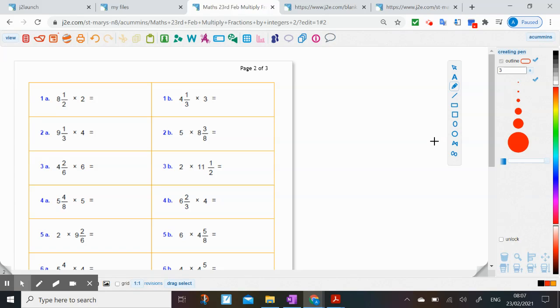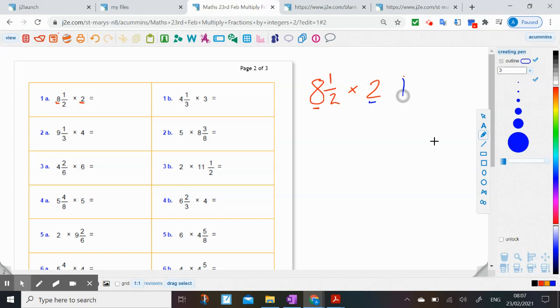Okay, again, if you're watching this, I assume you've tried this for yourself already. I'm going to do the whole numbers version. 8 and a half times 2. 8 times 2 first becomes 16, and then 1 times 2 is 2 halves. 2 halves needs converting back, so your answer is 17. So 17 goes in there as your final answer.